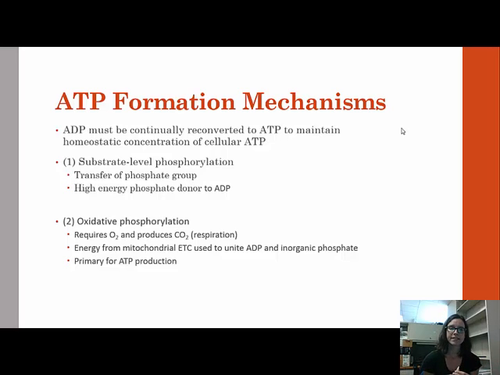Now, the main mechanism that is primary for ATP production is oxidative phosphorylation. And just like the title implies, it requires oxygen and produces carbon dioxide, which is called respiration. Now, energy from the mitochondrial electron transport chain, which can also be called the respiratory chain, is used to unite ADP and the phosphate so that we have our energy stored in the form of ATP.